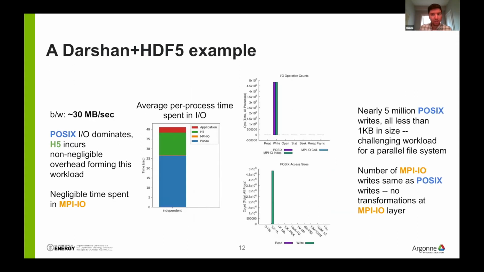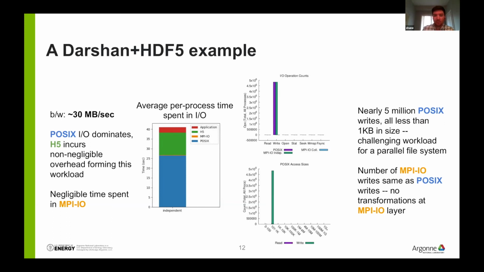Focusing first on the independent IO workload. To explain the graph first, it's almost like a stack. It starts at the top, the application level, and you work down to the POSIX layer, and it shows you how much time is being spent on each different layer. You can see that for independent, POSIX IO dominates completely. Over 25 seconds of the 40 seconds of runtime is spent in POSIX IO.